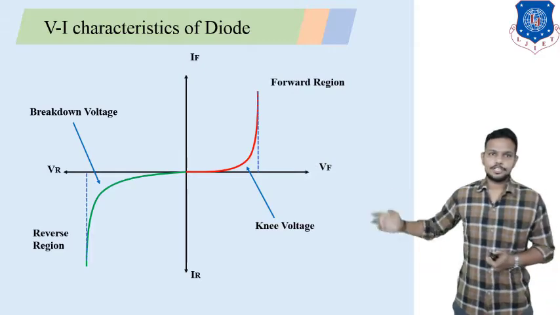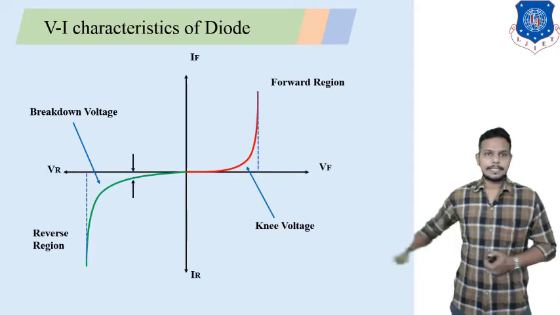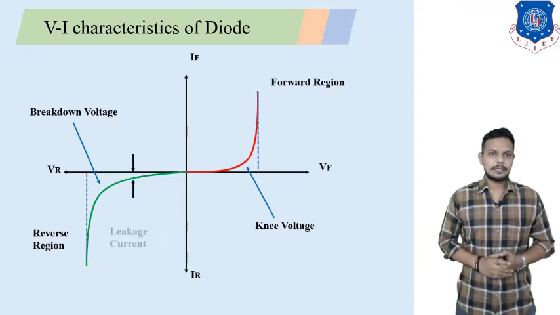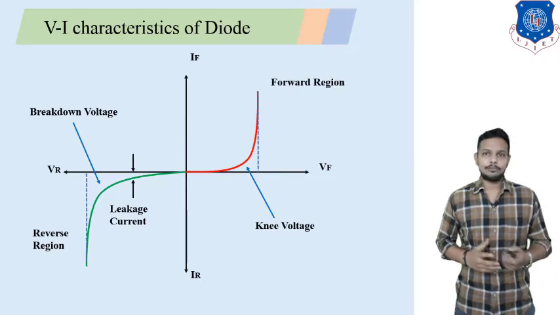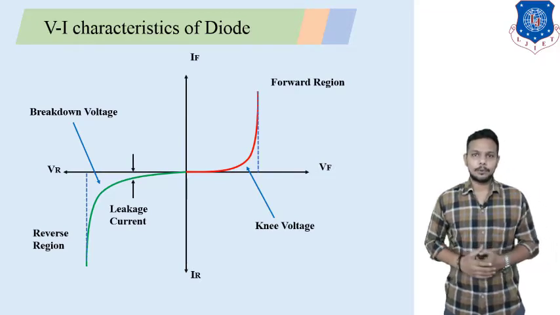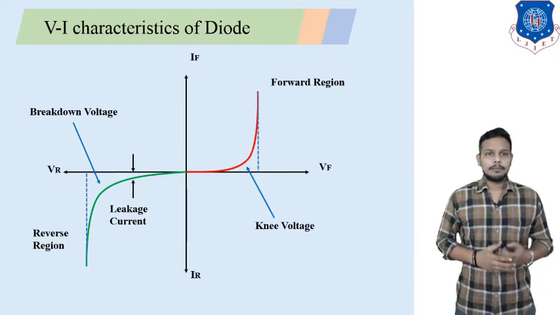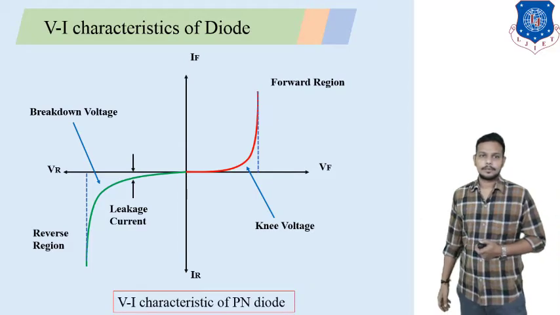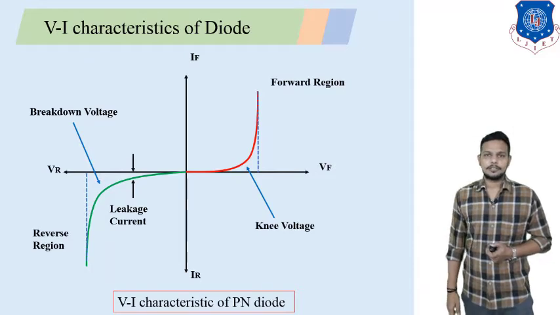So there is the forward region and the reverse region, and this particular part of the graph is known as leakage current. Leakage current is one type of disadvantage of every component, because due to this leakage current your component may be damaged. So this is the VI characteristics of a PN junction diode.